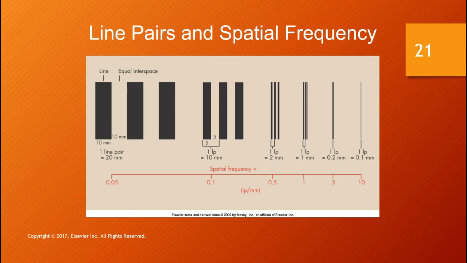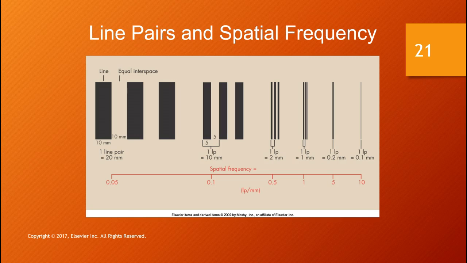So recorded detail is also referred to as sharpness, definition of your image, spatial resolution, or simply detail. You can read about this in chapter 28 of your Carlton book. The unit of resolution is line pairs per millimeter, and that is what you are looking at here on this slide. It's a radiographic resolution tool composed of pairs of lines that are a set distance from one another.